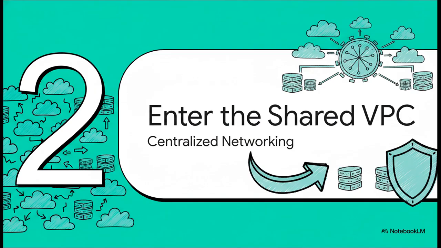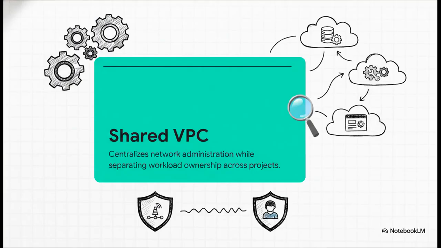Moving on to Section 2. Enter the shared VPC. So what exactly is the fix for all this sprawl? Well, a shared VPC is this absolutely critical networking pattern in Google Cloud that allows organizations to centralize their network administration while keeping workload ownership strictly separated across projects. It enforces a very clear separation of duties. Your platform and network engineers, they control the core networking environment. Meanwhile, your application developers get to operate independently and safely within those pre-governed boundaries.